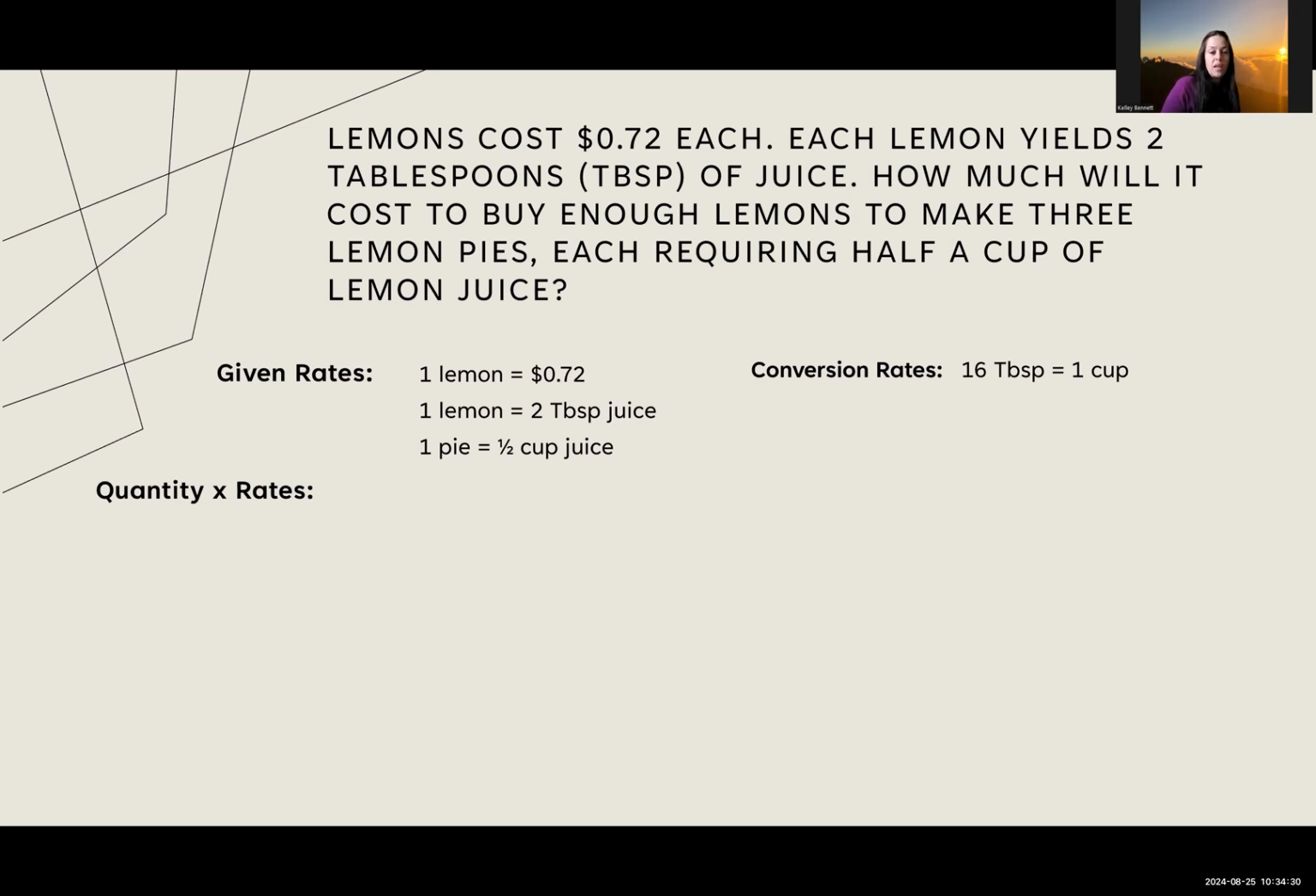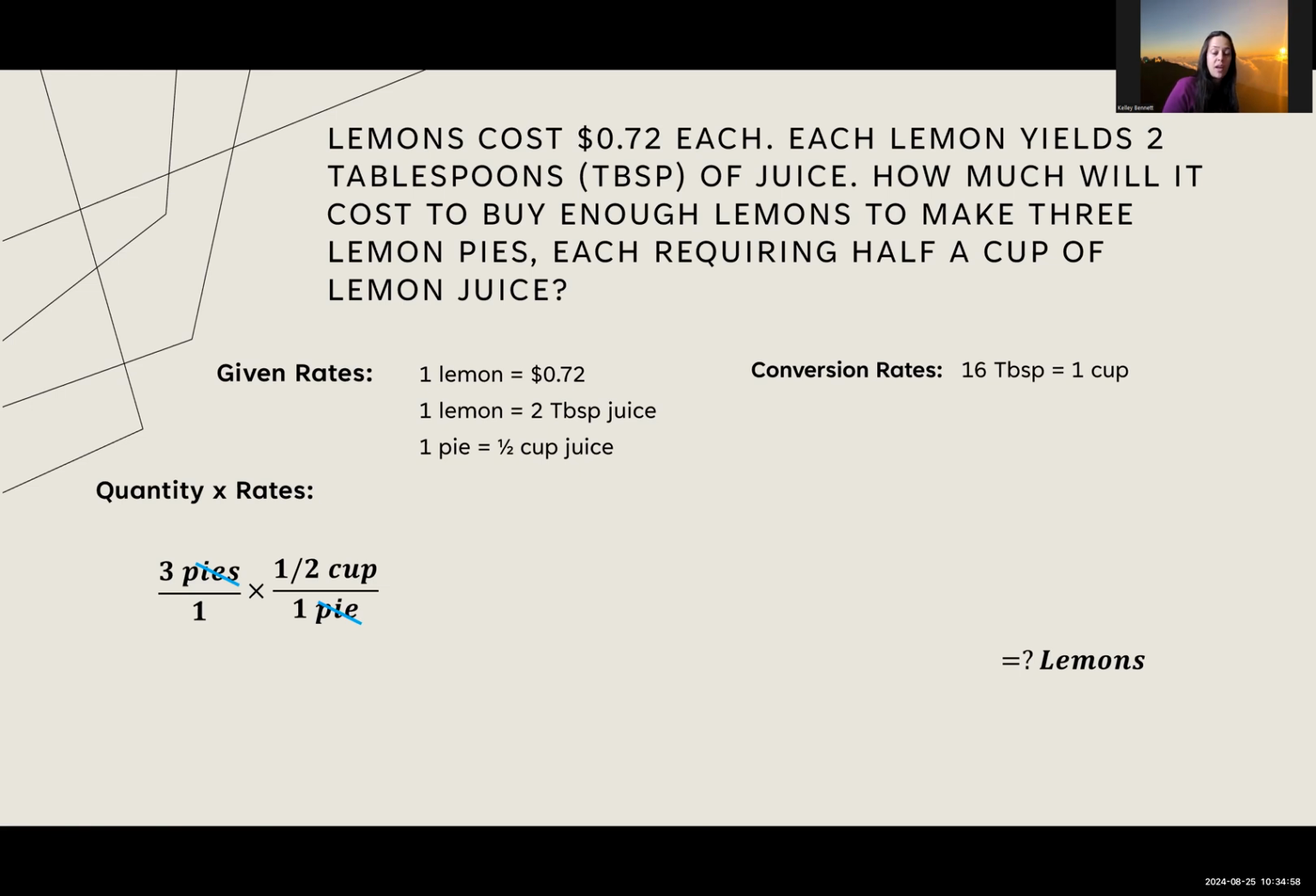The quantity that we're given is 3 pies. The quantity that we want is number of lemons. So how can we go from pie to lemon using our rates? Let's begin with going from pie to cups. So this is the given rate of 1 pie equals 1/2 cup juice, eliminating our unit of pie and leaving us in cups. But now I'd like to move away from cups.